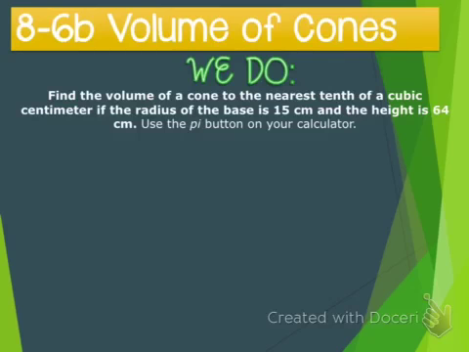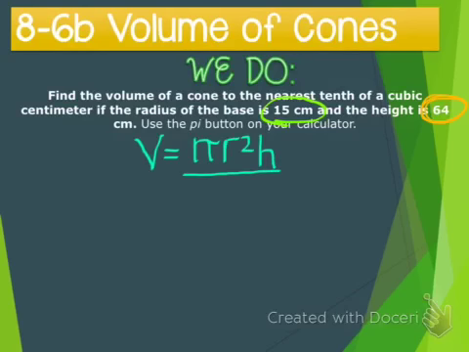Okay, now for another we do problem. We're going to find the volume of a cone to the nearest tenth of a cubic centimeter if the radius of the base is 15 centimeters and the height is 64 centimeters. So I'm going to try and do this one with you guys without drawing a picture because you don't need a picture to do this. If we have our formula, volume of a cone equals pi r squared times height divided by 3, we can simply use the info they've given us and do some substitution.